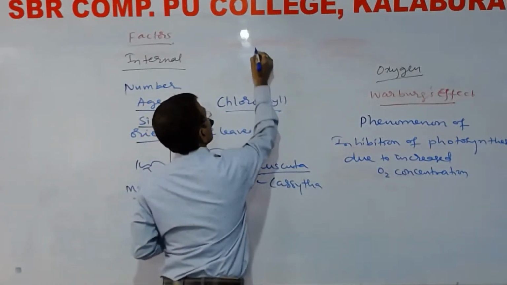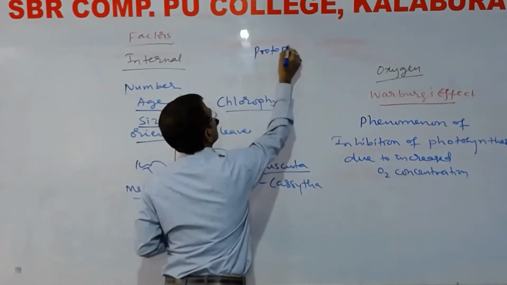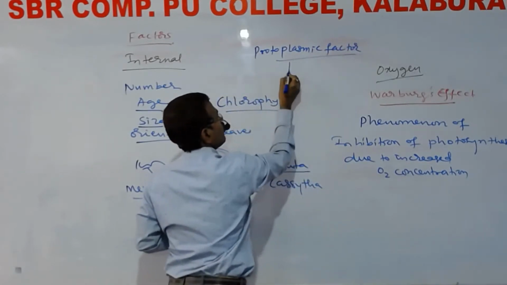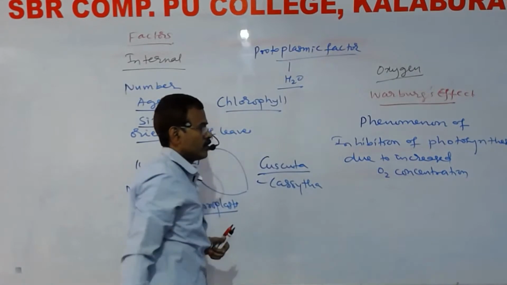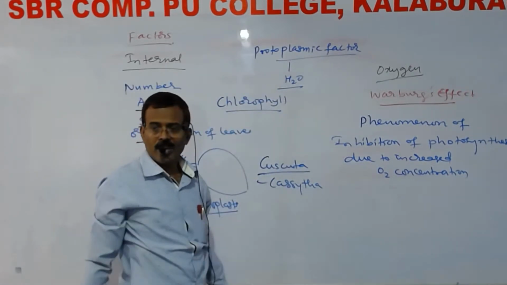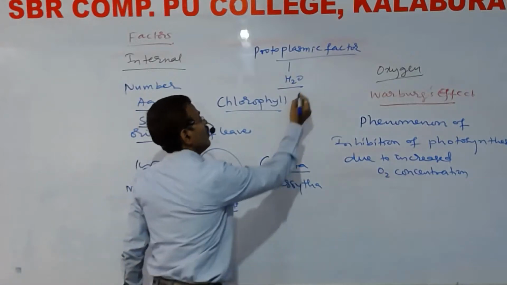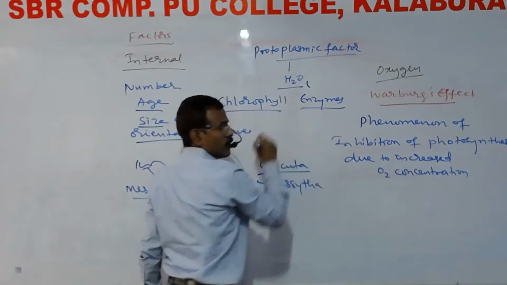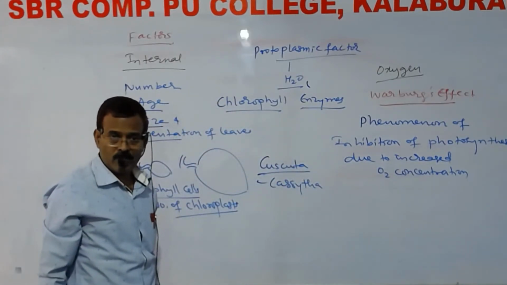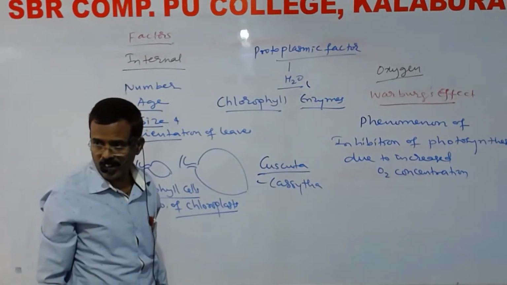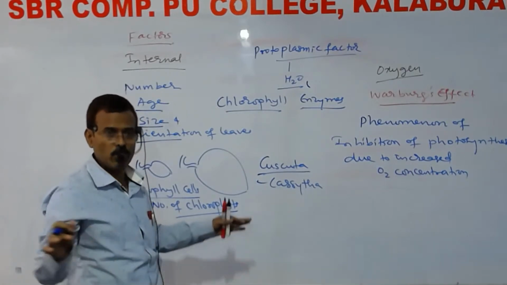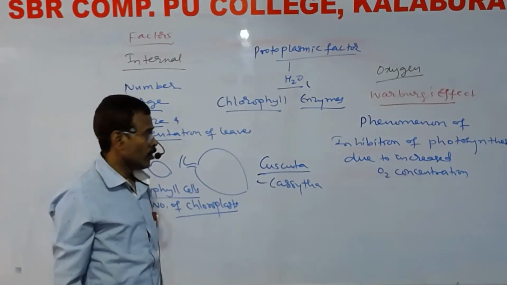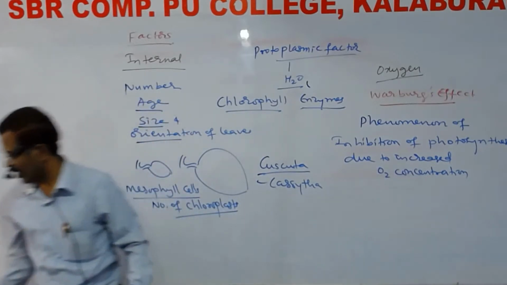Then, protoplasmic factor. Protoplasm should have enough water content so that the fluid media is maintained and it keeps the enzymes active. Most of the biochemical reactions are catalyzed by enzymes. These enzymes will be kept active in the fluid media maintained in the protoplasm. So this is about the protoplasmic factor.